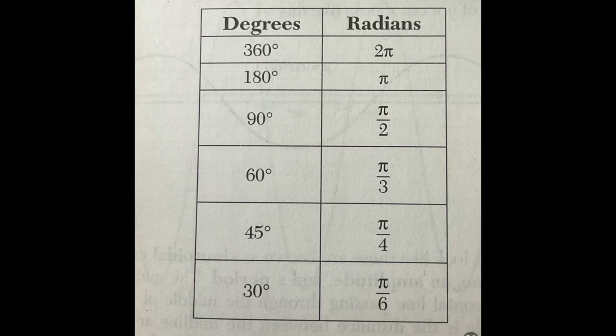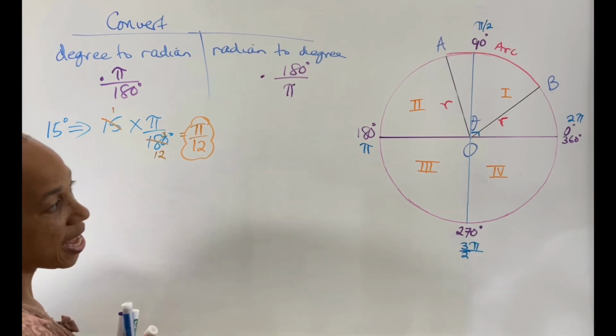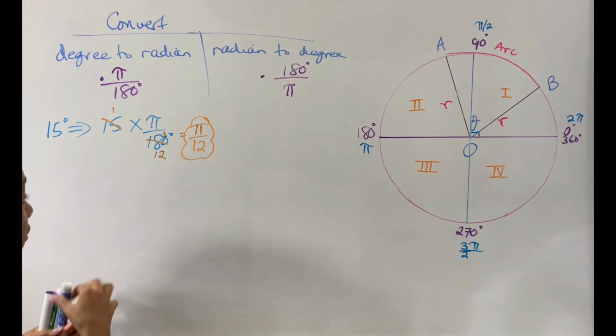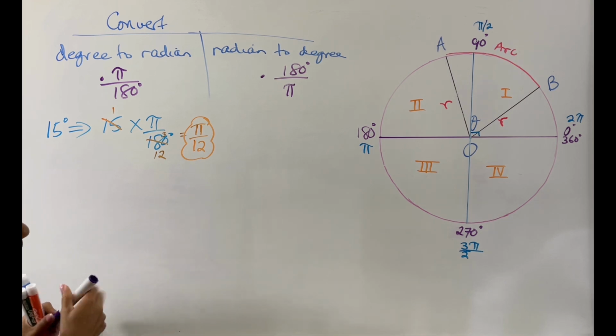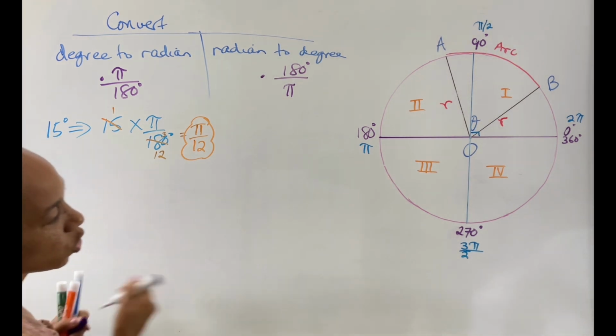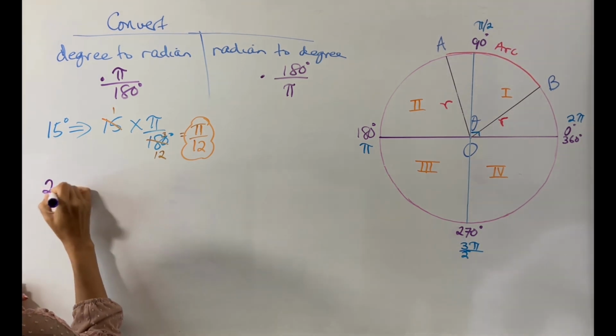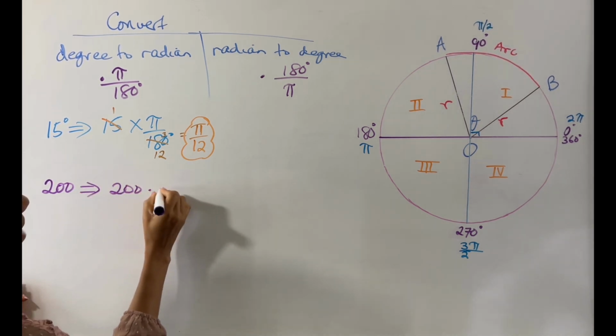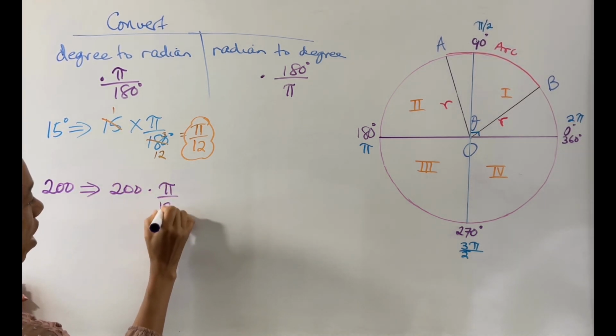That is your answer. Now, if I want to choose a number that is in the third quadrant, you can go ahead and do so. For a number in the third quadrant, let's do 200. So we want to convert 200. We have 200 times pi over 180.